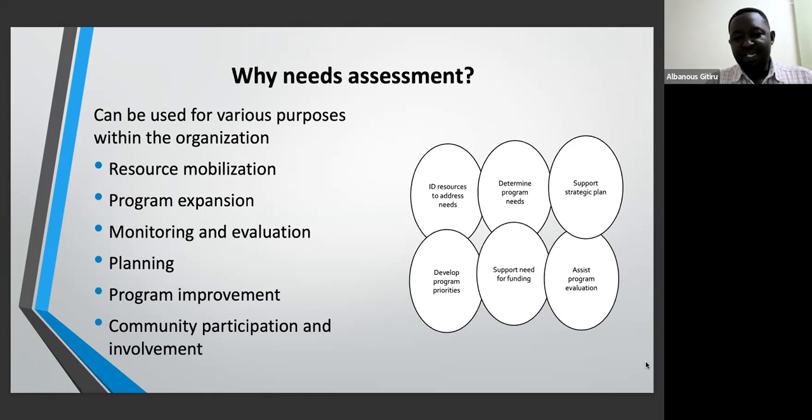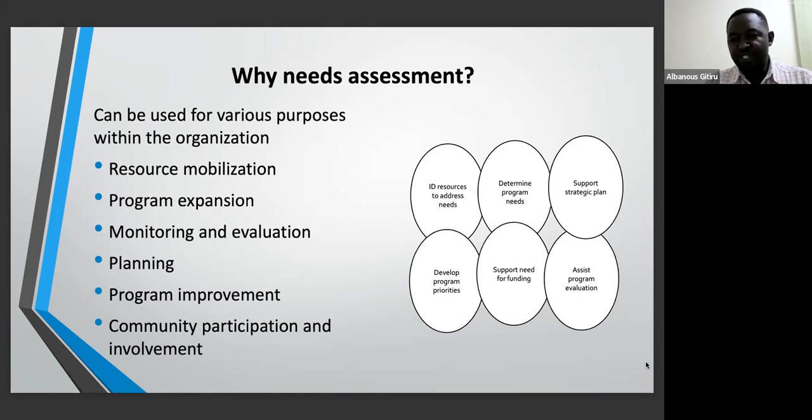So what we have bulleted is the same as what we have in these small circles. But one thing I would want to point out is that the circles overlap. When you look at identifying resources to address needs and determining the program needs, there is an overlap. They don't stand alone in silos, but all these 6 processes that are helped and enhanced by the needs assessment process, these 6 activities interrelate and overlap in different ways.